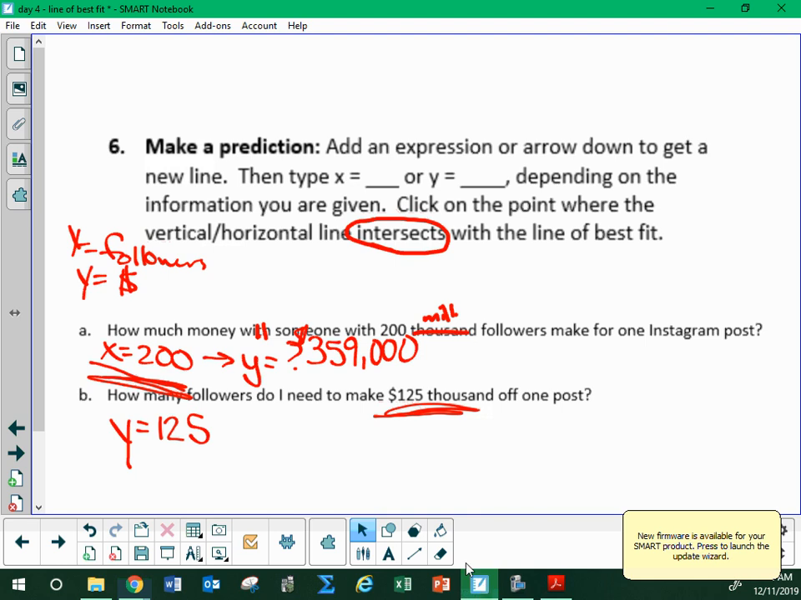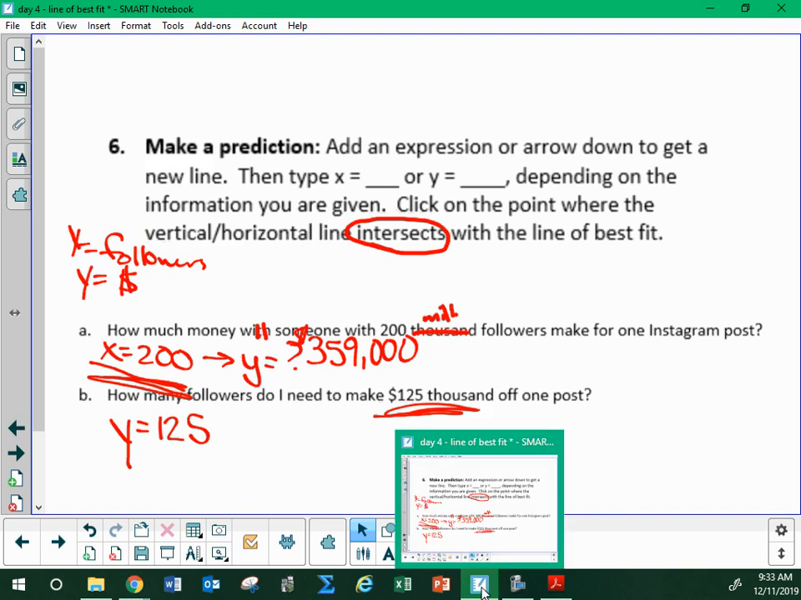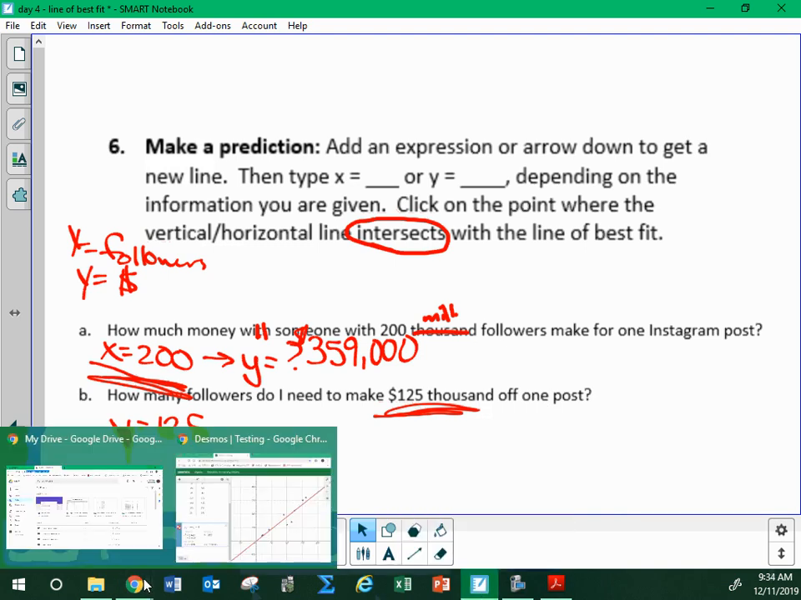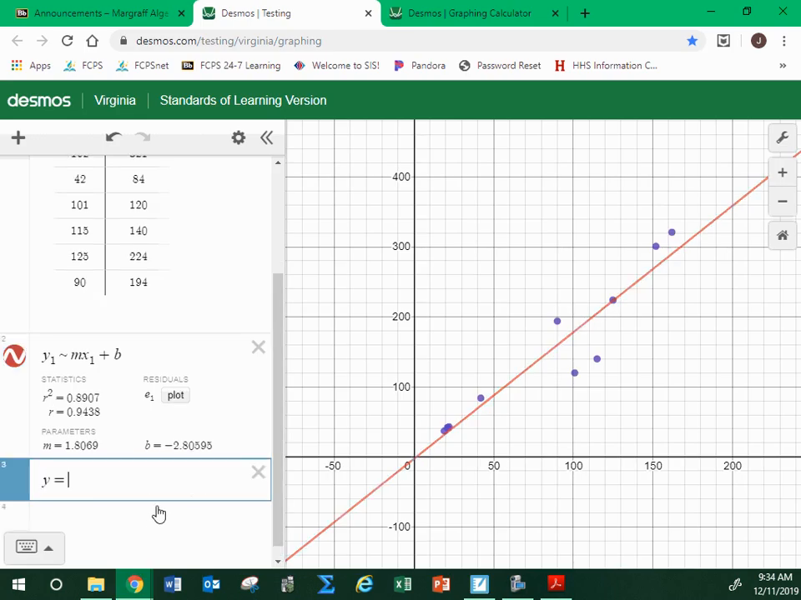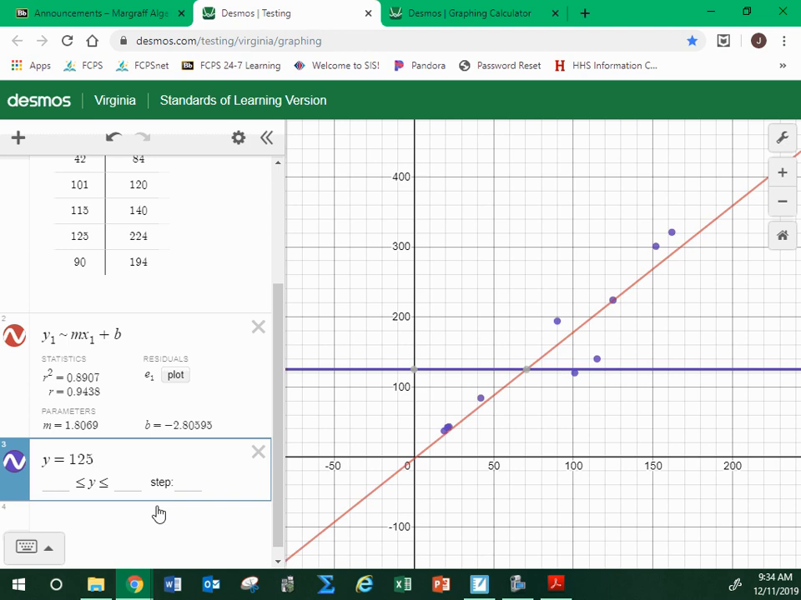Our next one on our notes said, when we make $125,000 off one post, how many followers would that take? So we have Y equals 125, and we don't have to put the 1,000 because it's already measured in thousands. So Y equals 125,000. And it goes ahead and graphs that, and let's hover. And it looks like we would need about 71 million followers. So $125,000, 71 million followers.